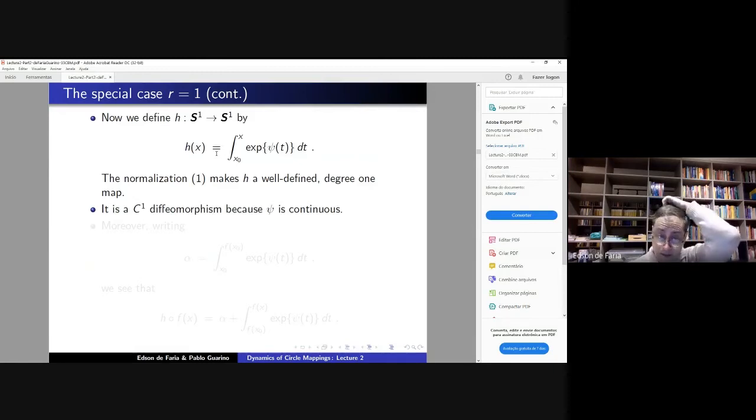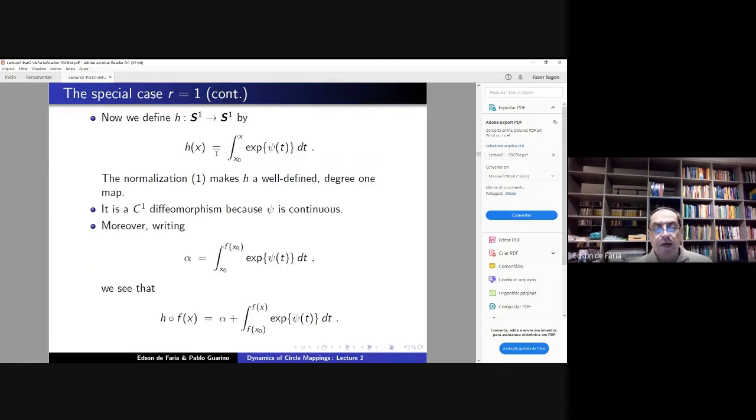Okay, it has degree 1, first of all. And why is it a diffeomorphism? Well, if it has degree 1, the only thing you have to check is that it's a local diffeomorphism. But obviously, H is differentiable by the fundamental theorem of calculus, of course, and H prime of x is equal to the exponential of psi of x, which is always positive. So H is indeed a C1 diffeomorphism. In fact, it's even an orientation-preserving diffeomorphism.